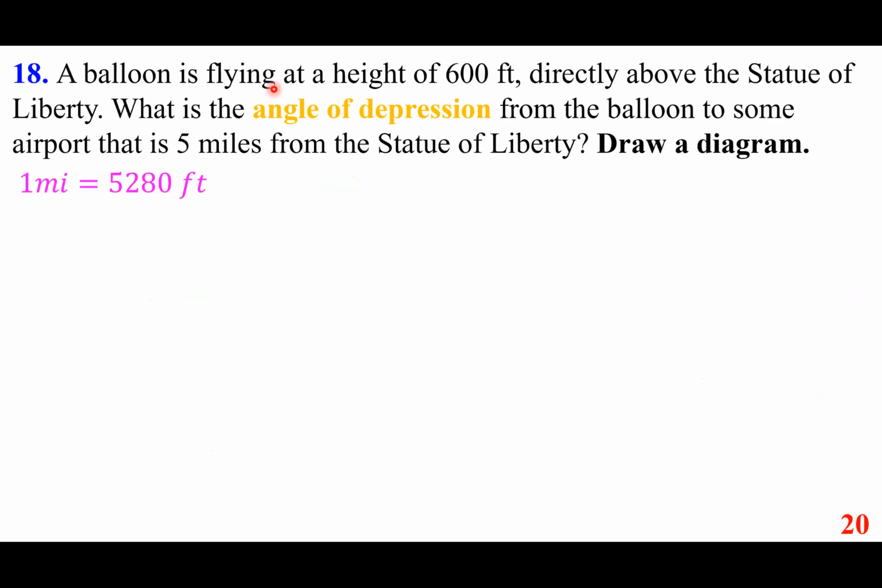A balloon is flying at a height of 600 feet directly above the Statue of Liberty. What is the angle of depression from the balloon to some airport that is 5 miles from the Statue of Liberty? Draw a diagram, and we should know 1 mile is 5,280 feet. That's a piece of information, so we understand what's going on because we always use the same units. This is 5 miles, this is 600 feet. So either we change this one to 5 times 5280, or we have to divide this one by 5280.